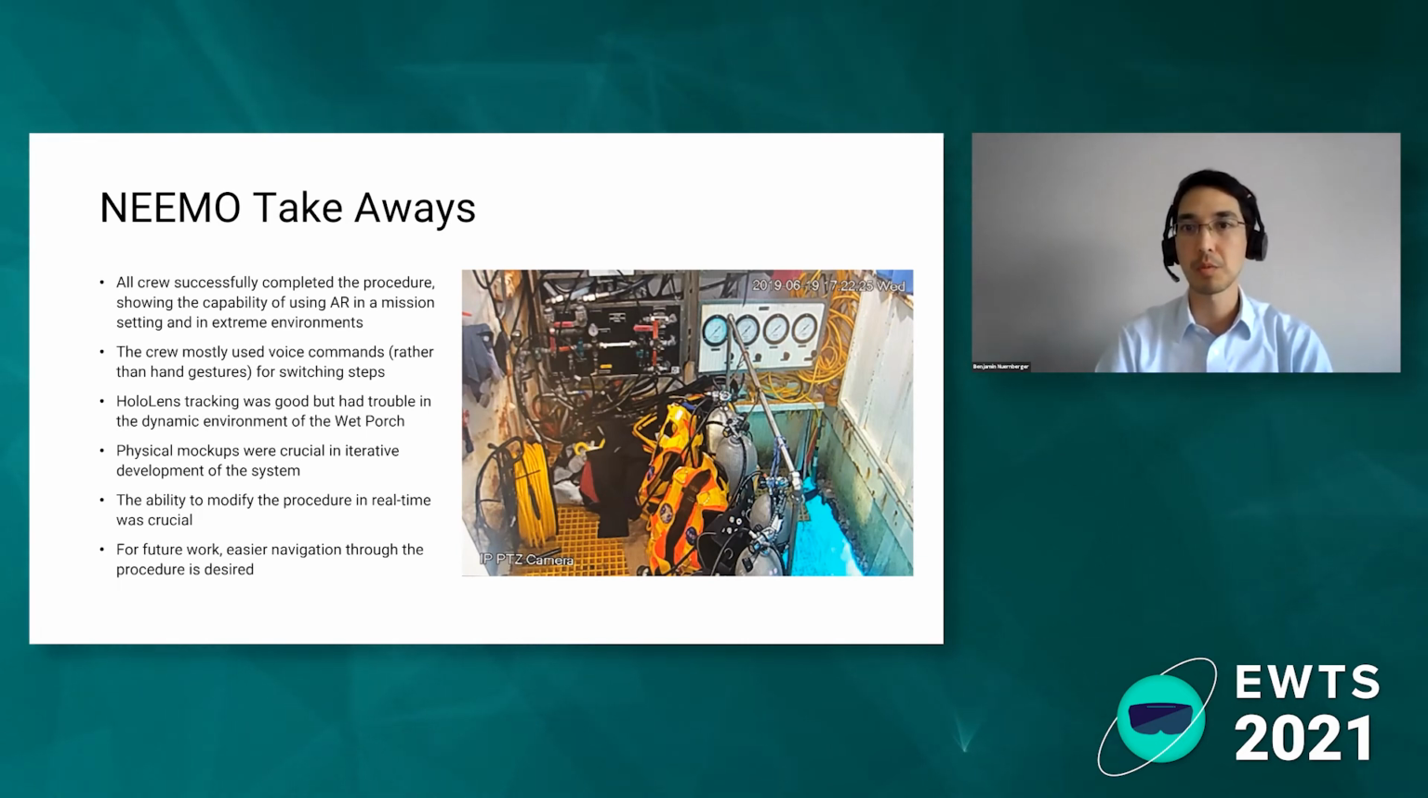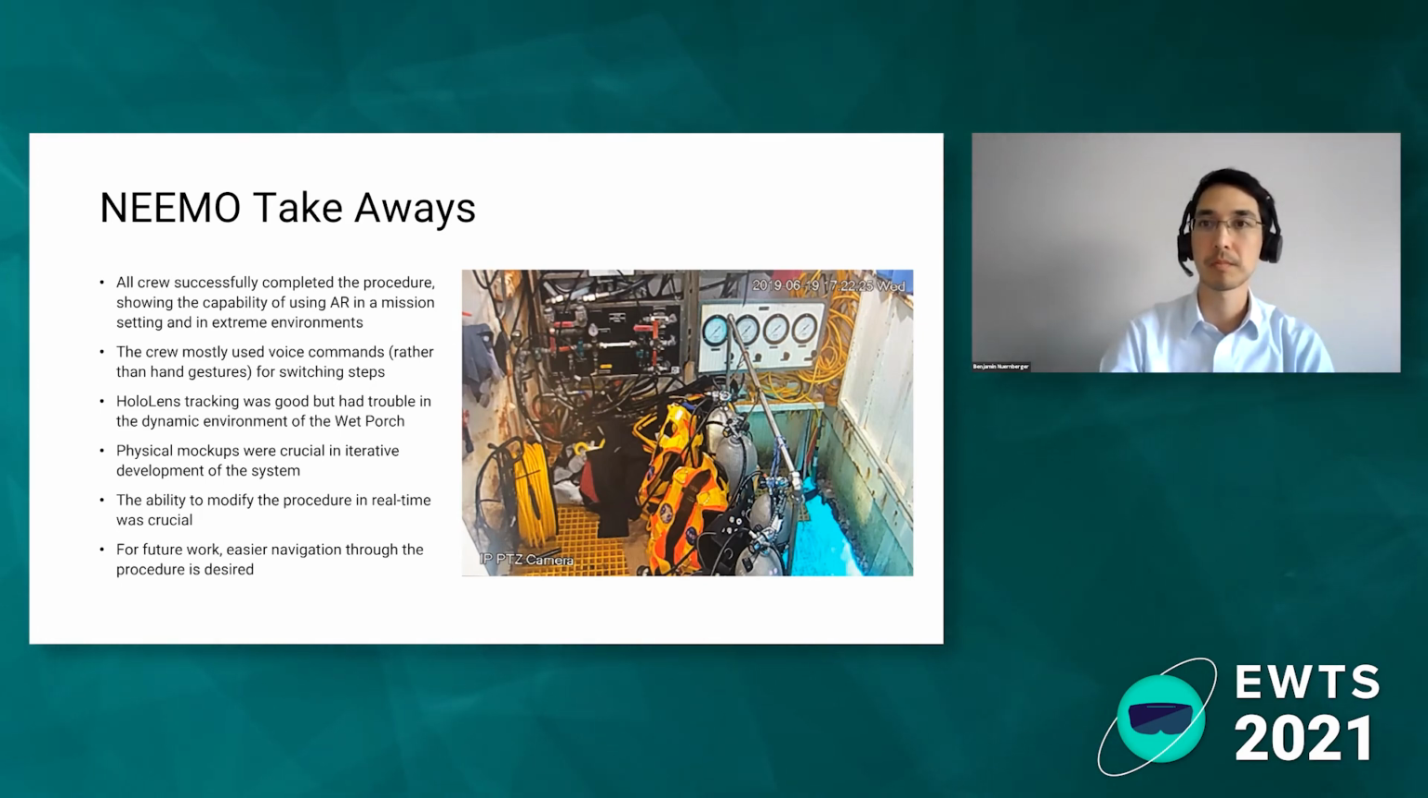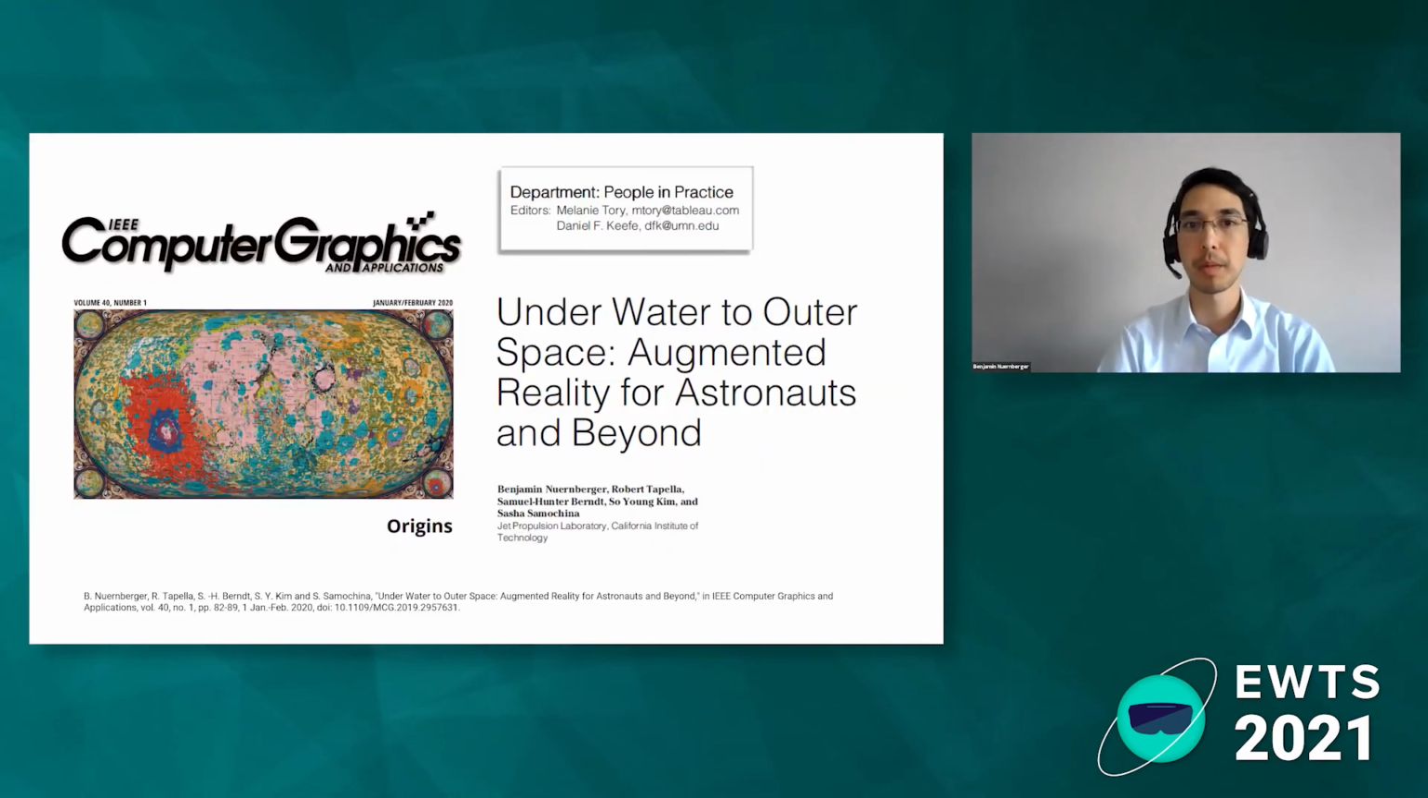The physical mock-ups we used to create this were crucial in the development of the system. Also, the ability to modify the procedure in real time was crucial. It turns out that we developed the procedure according to how they told us, but when we got there a couple of days before the mission, we had to adjust it. So having that ability was crucial. And for future work, easier navigation through the procedure was something that the crew pointed out to us as being desired. And you can read more about this in our IEEE paper here.